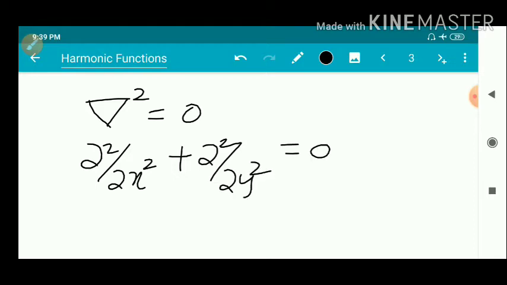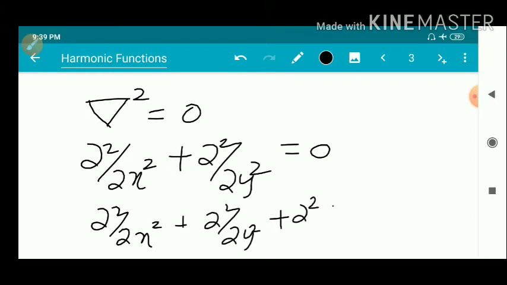This is in two variables. If there exist three variables x, y, z, then we get ∂²/∂x² plus ∂²/∂y² plus ∂²/∂z² equal to 0. That is, for n variables, and so on, up to ∂²/∂xn² equal to 0. So this is the Laplace equation in two variables, and this is the Laplace equation in three variables.